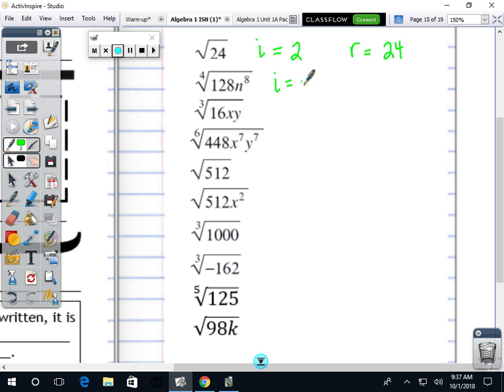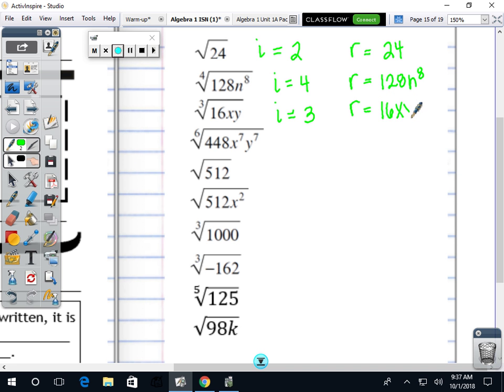What is its index? Right, so this is a fourth root, and what is its radicand? 128 into the 8. Every single thing up under is called the radicand. All right, what about the next one? What is its index? 3, so it's a cube root, and what is its radicand?